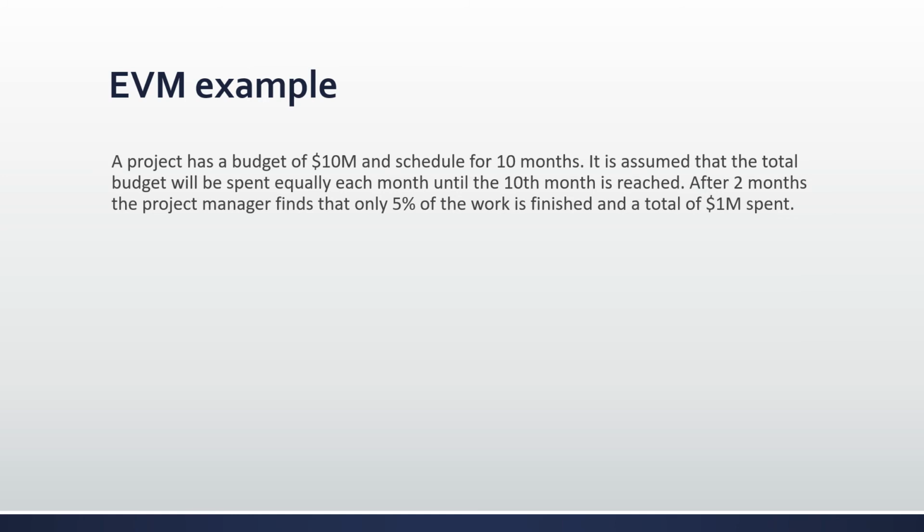After 2 months, the project manager finds that only 5% of the work is finished and a total of $1 million spent. So we're going to figure out the PV, the EV, the AC, the CV, the SV, the CPI, the SPI, the EAC, and ETC. You can remember all those, right? All right, so let's go to the next screen and see.